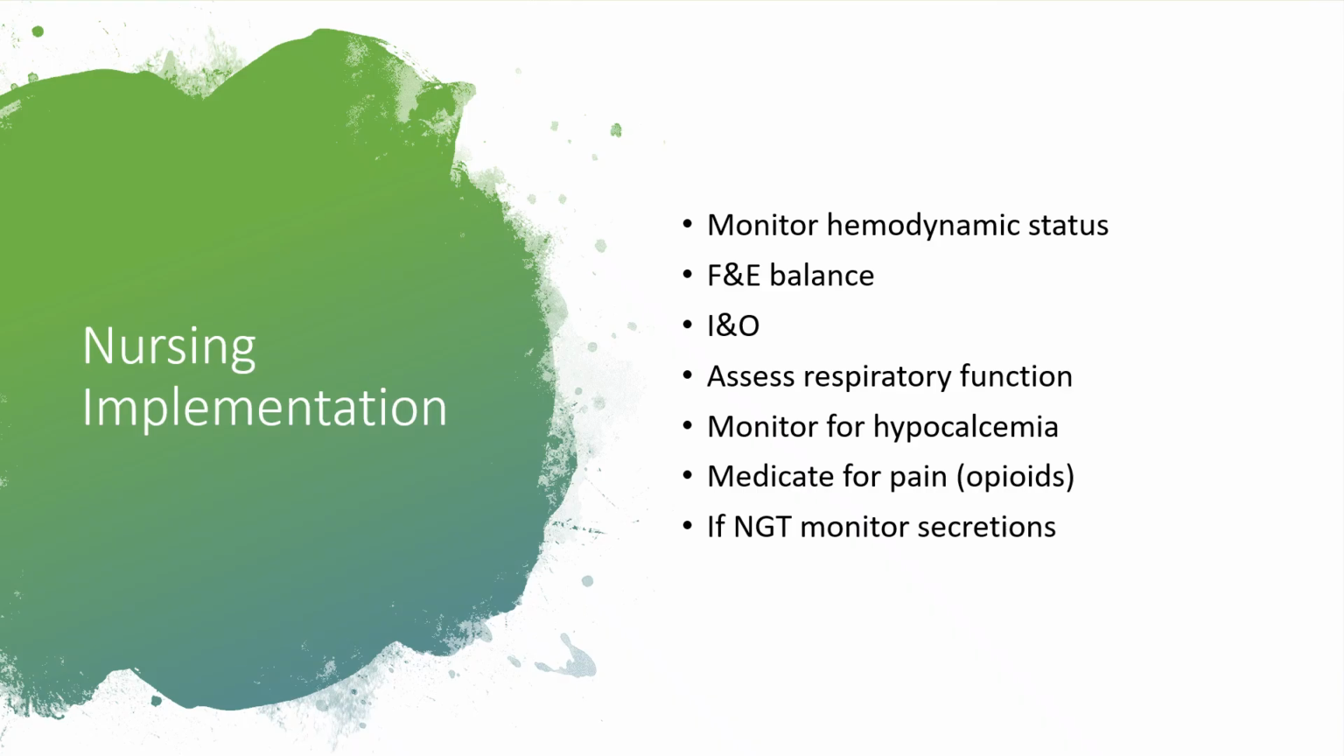We're going to monitor the I&Os, what their intake and output is, monitor for hypocalcemia, and medicate for pain. So the opioids like the morphine sulfate or the Dilaudid. And then if a patient does indeed have an NG tube inserted, we need to make sure that we're monitoring and documenting the output of the NG tube.